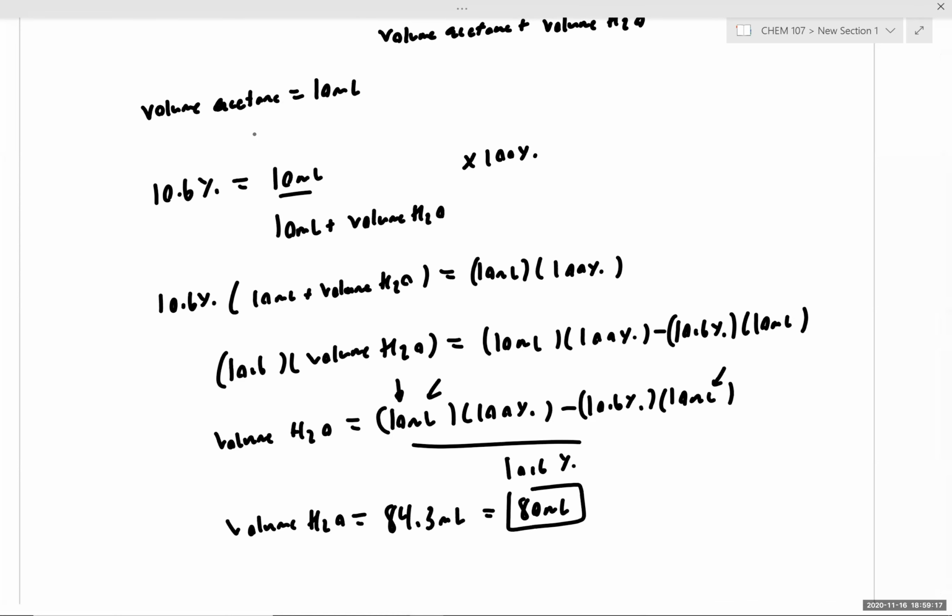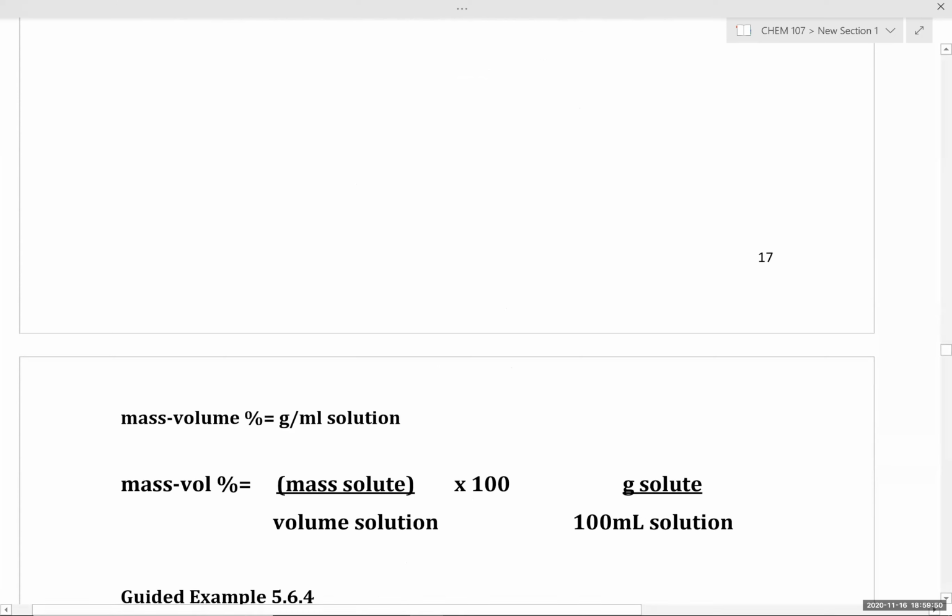Perfect. Any other questions on this example? Okay. Professor, so when we multiply the water volume, like the 10 mLs, we don't enter the percentage, we just multiply it by 100 and then subtract the other two. Yep, exactly. Okay, thank you. Perfect. So let's keep going now.